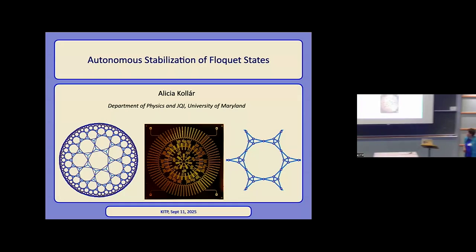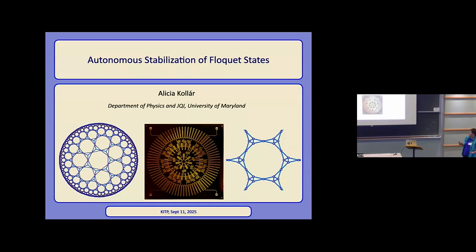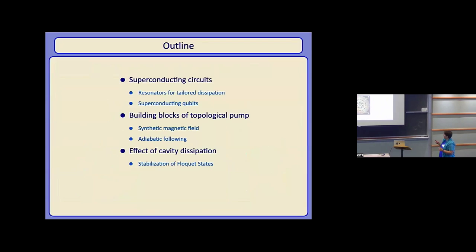So I'm very excited to be here today to talk to you about the experiments going on in my lab on autonomous stabilization of Floquet states. Since this is one of the few experimental talks this week, I want to start by introducing the building blocks that we have to play with in my lab, and then I'll talk about how we use those to start to implement a topological photon pump.